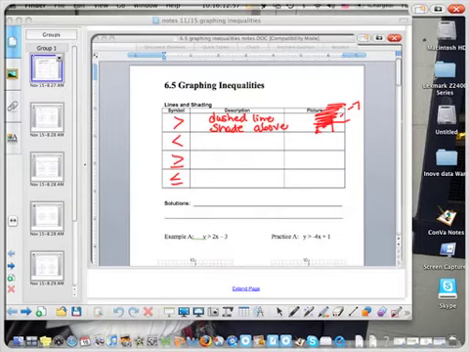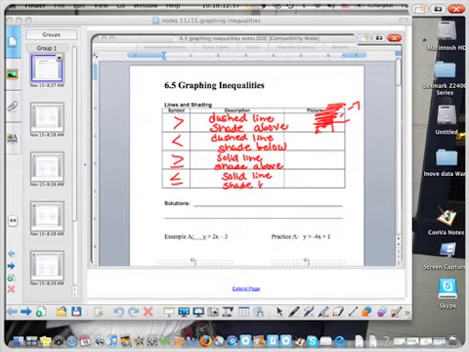Your less than symbol is also going to be a dashed line. It will shade below the line. Your equal tos are both going to be a solid line, just like you're used to using in the normal equations you've been graphing. A greater than or equal to will have a shade above, and then the less than or equal to will have a solid line on it, and then the shade will be below. I'm not going to draw the rest of those, but I'll show you what they look like as we're going through the example problems.